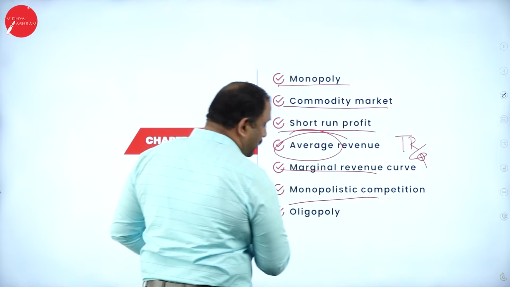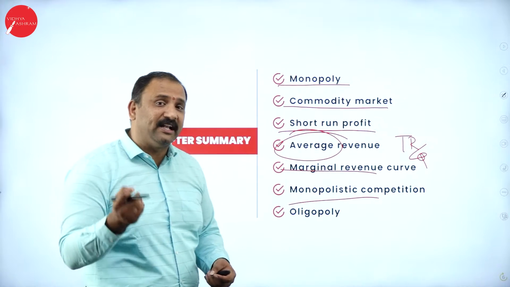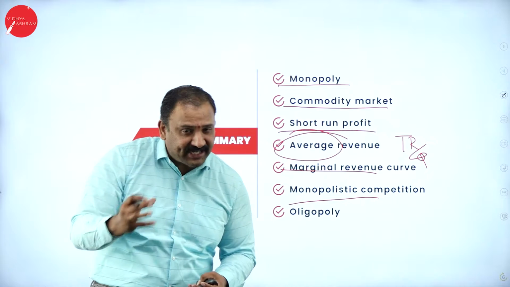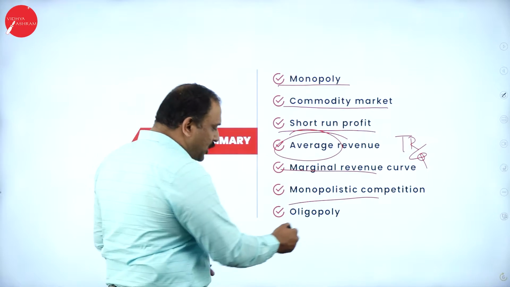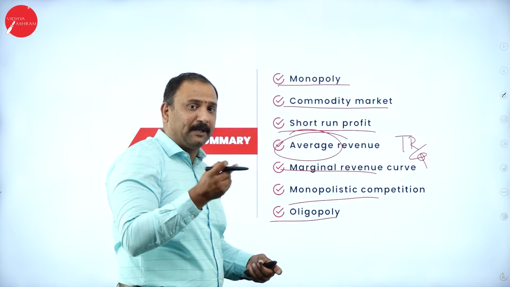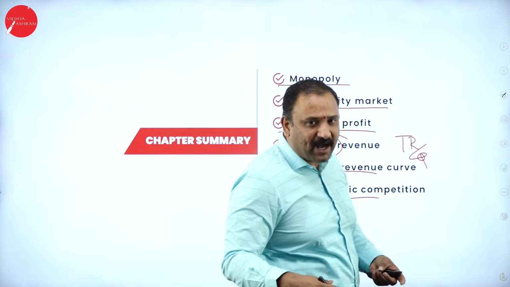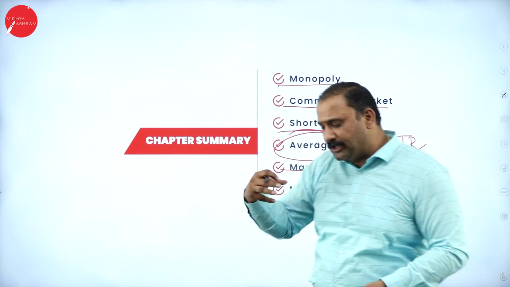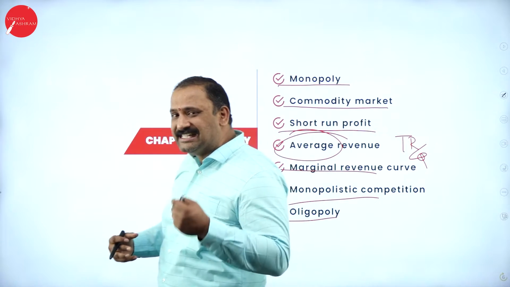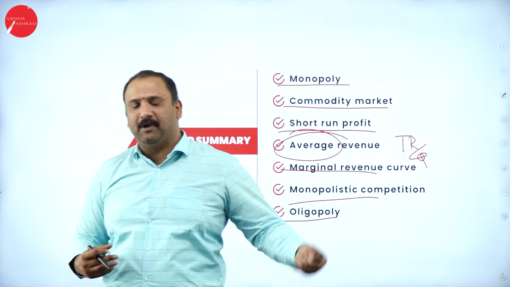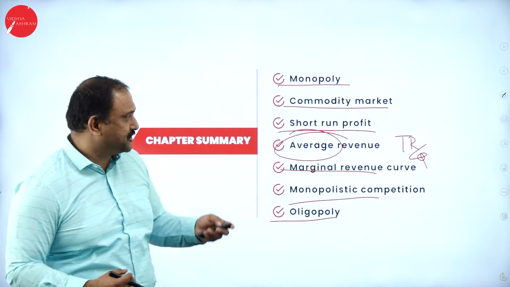We're also going to talk about monopolistic competition, where there are many people selling differentiated kinds of products. Oligopoly, which is a kind of monopoly, but here it is cartel based. When a group of people dominate the market, we call it oligopoly. So oligopoly is a revised form of monopoly where you're going to have a cartel formation.